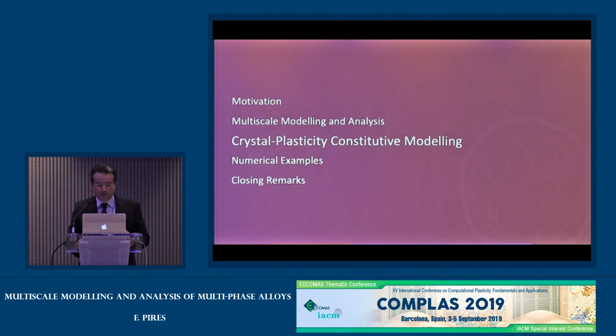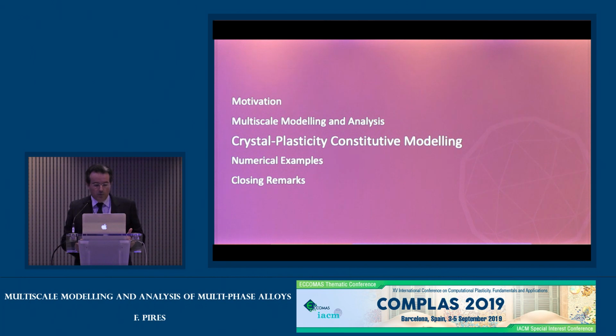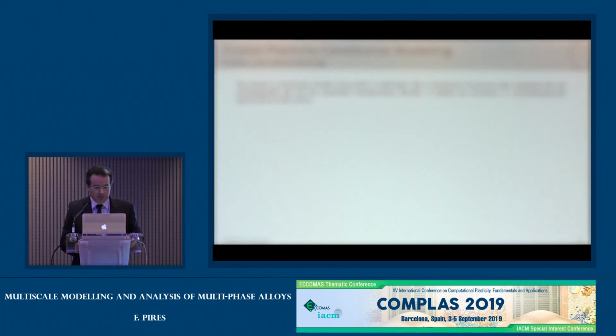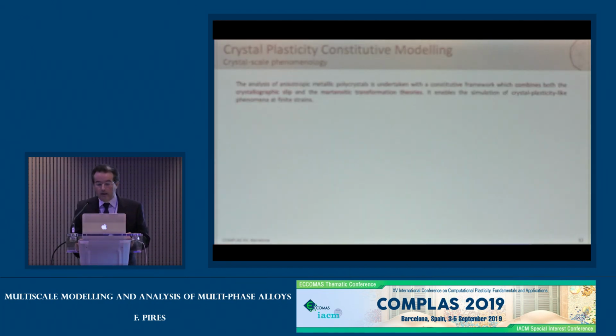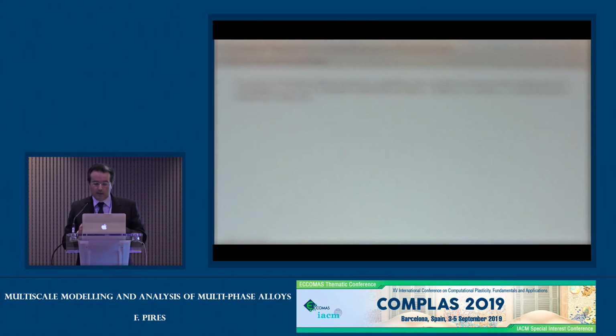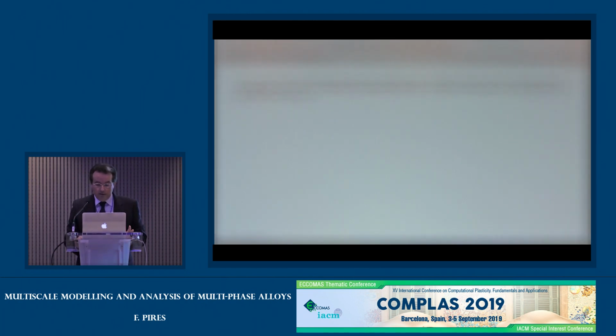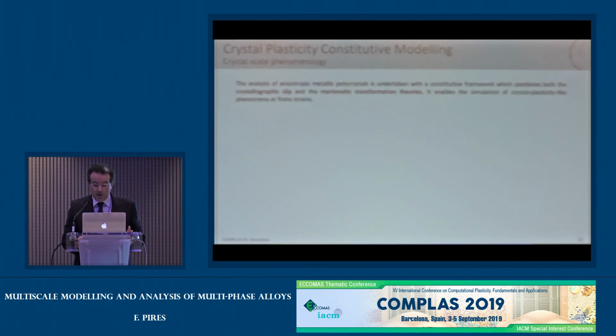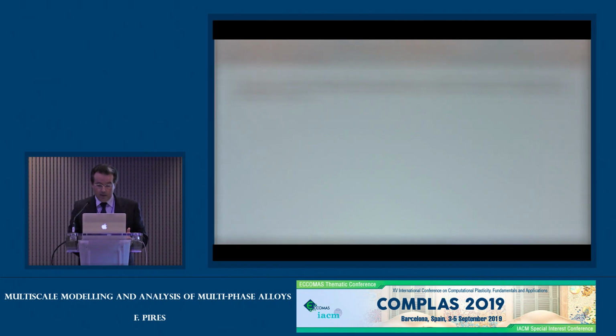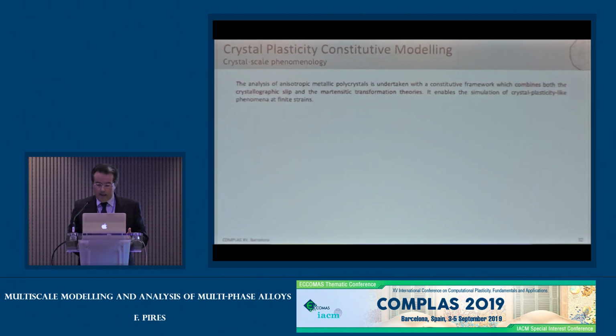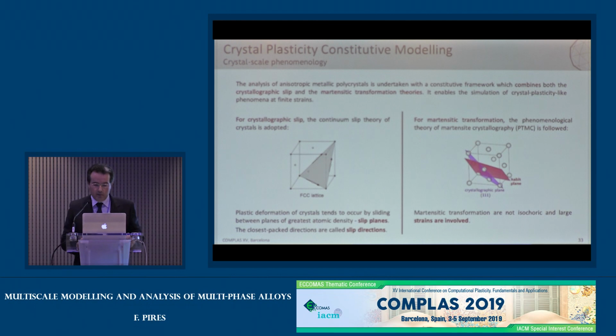And with this, I've finalized the first part of my talk, and then I'll move on to the second topic, which is the crystal plasticity constitutive model. Here, I'll mention again that the coupling between crystal plasticity and martensitic transformation is very important for many materials. From a modeling perspective, these materials are quite challenging because we have a complex interplay between a variety of physical phenomena at the crystal lattice scale. And I think multiscale models can really help to clarify what is happening there.